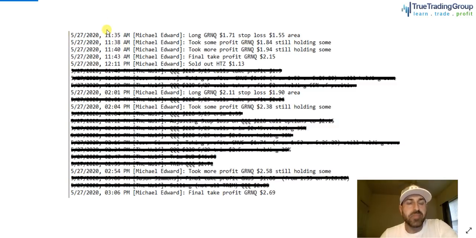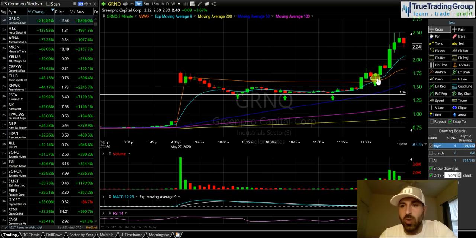Okay, here we go. So you guys can see here at 11:35 a.m., long GRNQ at $1.71. Okay, long right here at $1.71 because of this trade line. Because again, we just popped over VWAP with an increase in volume. The increase in volume on the pop above VWAP is crucial to this trade setup.